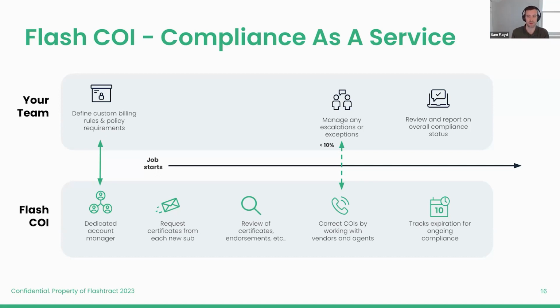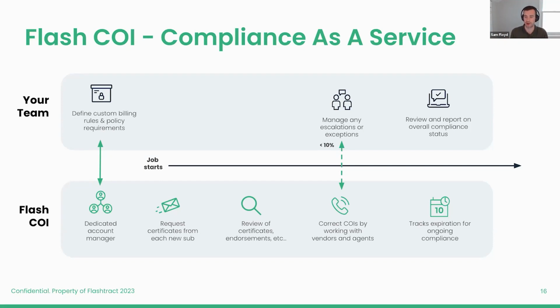Now, occasionally there may be some escalations or exceptions, right? We saw this painter needed a $1 million policy, and we just wanted to verify with you or someone on your team that maybe we can reduce this, or maybe there's an exception here. And you might say, oh yeah, that's an easy mistake. Then your team would make that final decision, and we would work with the sub accordingly.